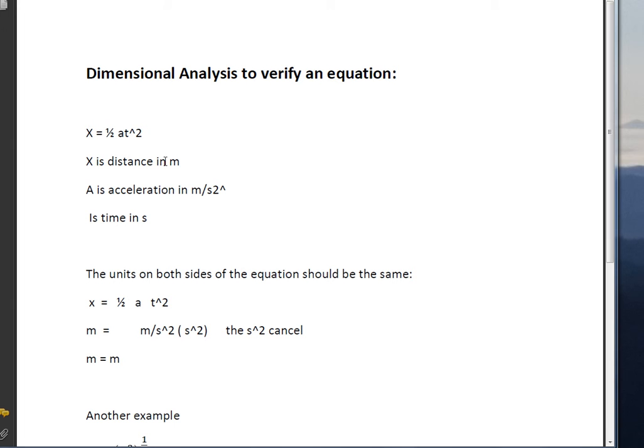x is distance, and it's measured in meters. Acceleration is a, and it's measured in meters per second squared. And time, t, is in seconds. These are things that you need to know. You just got to know that everything is in meters and seconds. Distance is in meters, acceleration is meters per second squared, time is seconds, and velocity, v, is in meters per second. If you know those things, then you can do this.